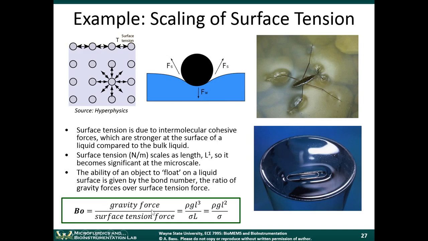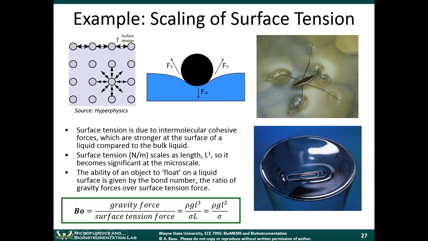If we look at the gravity force, this is sort of a derivation of the bond number. The gravity force, the weight of the object, is the mass of the object times the acceleration. Force equals ma. So the weight of the object is going to be the density times length cubed, that's the mass of the object, multiplied by the gravitational constant, 9.8 meters per second squared. That's the gravity force. The surface tension force is given by sigma times L. Sigma is the surface tension. It scales as length. It's given in terms of newtons per meter.